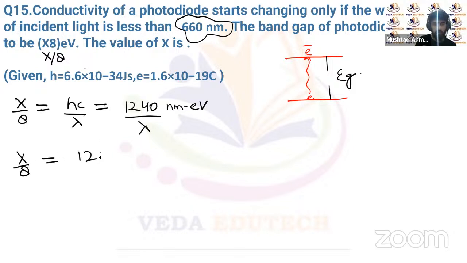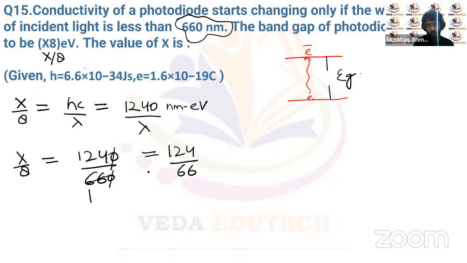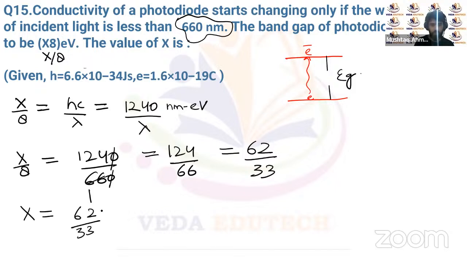So we can write it as 1240 upon 660. From here, the zeros cancel, it will be 124 upon 66, which is 62 upon 33. Therefore the value of x will be 62 upon 33 multiplied by 8, or we can approximate it to be 32, since it comes to about 8, 4, 32.